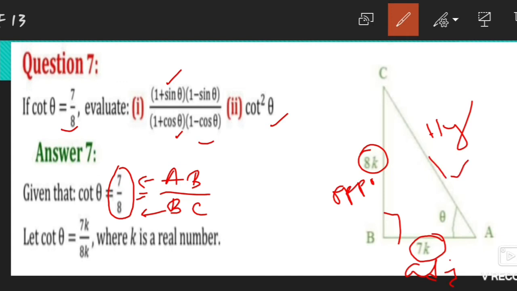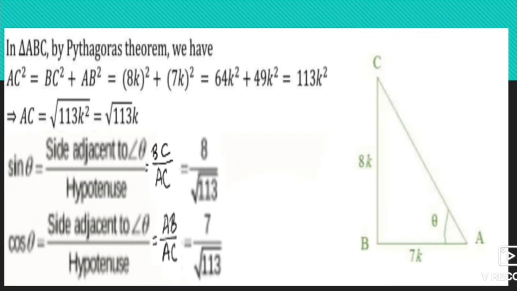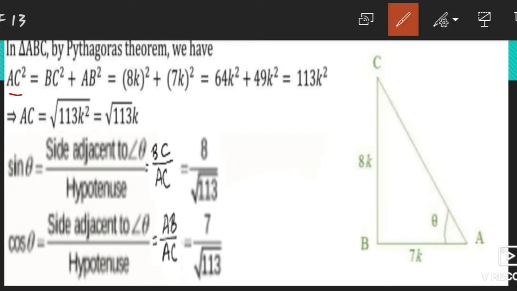So AC square will be BC square plus AB square. If you put the values of AB and BC, you will get 113k square. That means AC will be root under 113 into k. So you get the length of the hypotenuse.